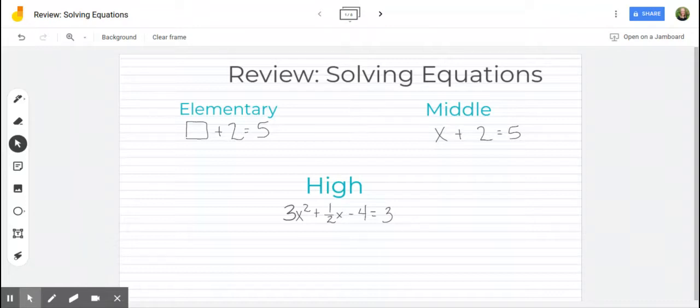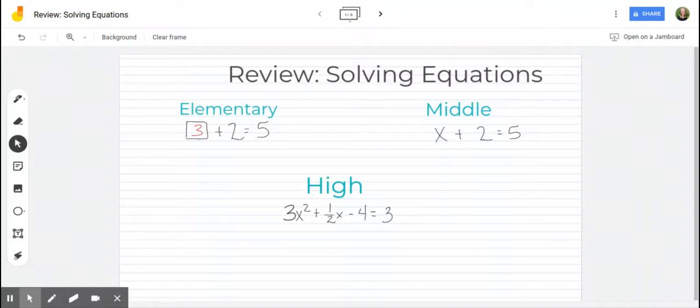So the first thing I want to do to review solving equations is talk about what you learned in elementary, middle school, and then now high school. So in elementary, you might have seen a problem like a square plus 2 equals 5, and you had to figure out what went in that square. And most of you would probably say, well, 3 went in that square. And then I would say, well, how do you know a 3 went in that square? And you would say, well, that's the only thing that makes that problem true.